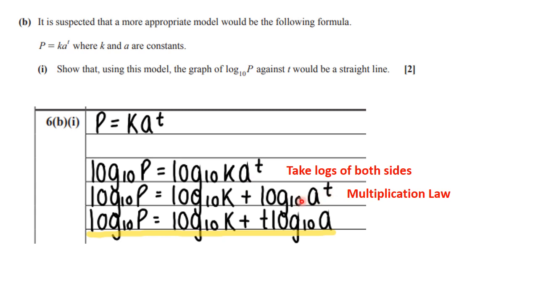Now, because I haven't got two things multiplied by each other inside my log, I'm free to use my power law to bring my t to the front of this logarithm. And I get log base 10 of p is equal to log base 10 of k plus t log base 10 of a. And here, this is in the form y equals mx plus c, where log base 10 of p is my y, log base 10 of k is my c, t is my x, and log base 10 of a is my m.